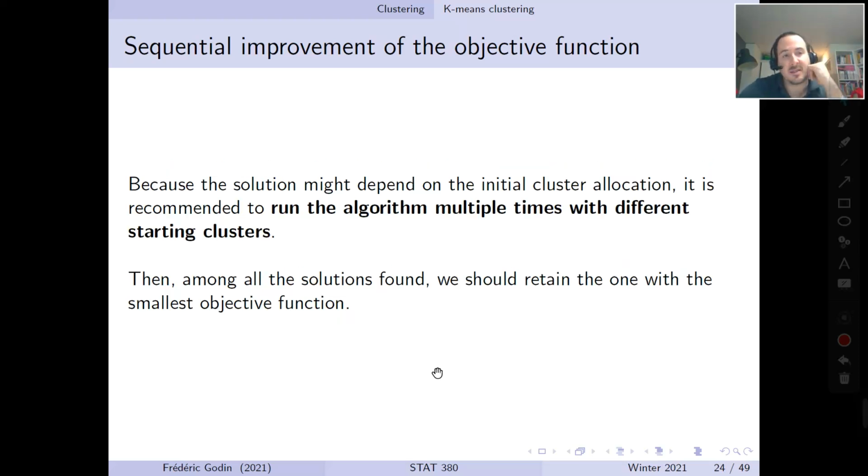Okay, so as we said, the solution might depend on the initial cluster allocation. So when you do that in practice, it's recommended not to run the algorithm only once, but try various initializations of the clusters and get results from these various initializations, and then compare the solutions you obtain. And across all these solutions, pick the best one which leads to the smallest objective function.